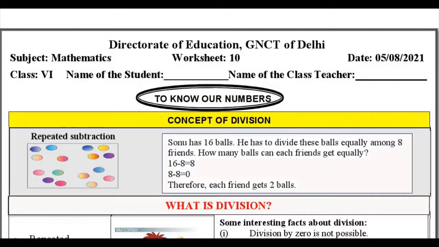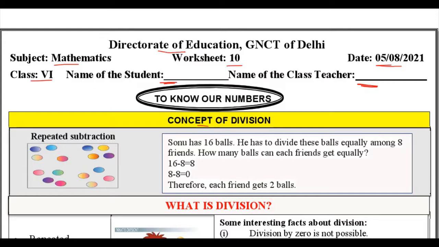Friends, in this video we are going to solve worksheet number 10 by Directorate of Education. The subject is mathematics, the date is 5 August 2021, the class is 6, and here you need to write your name and here you need to write your class teacher's name. Now this worksheet is going to tell you about division. As you can see, to know our numbers, we are going to study division.